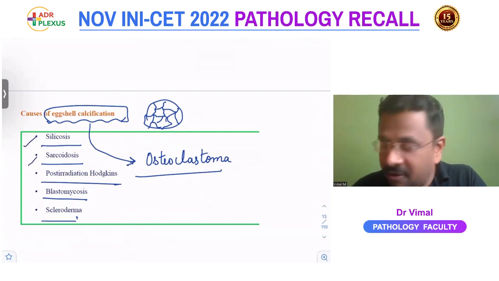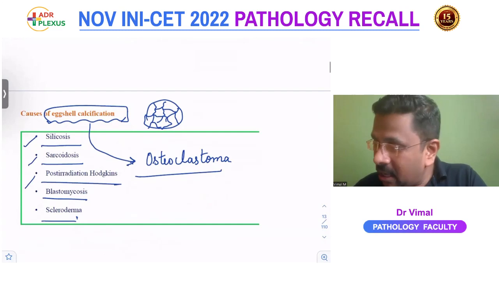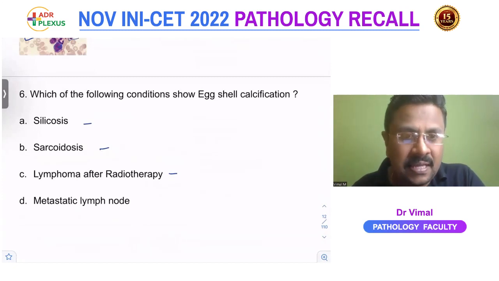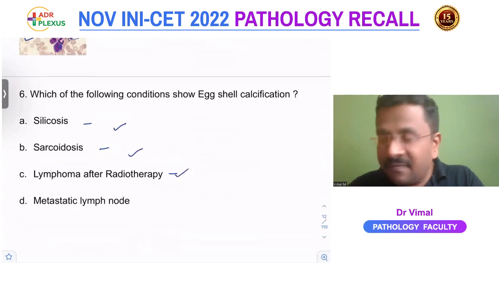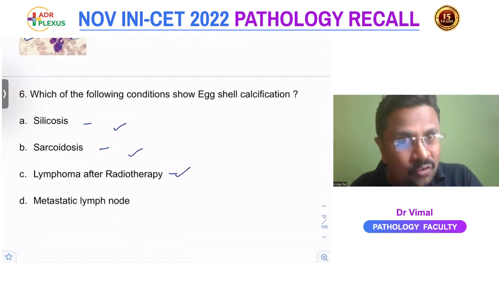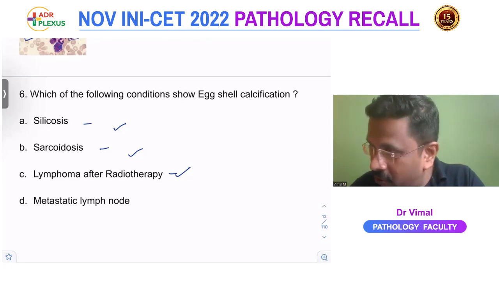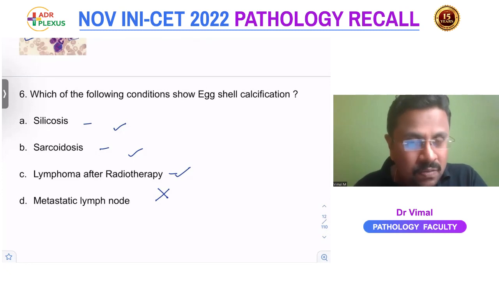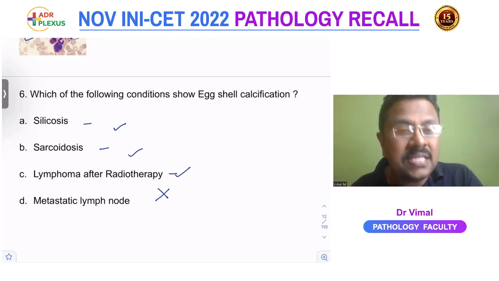As I have told, silicosis, sarcoidosis, post-irradiation Hodgkin's, and the options here were silicosis, sarcoidosis, and lymphoma after radiotherapy. If it is a multiple correct options question, these three options are right. Silicosis, sarcoidosis, and lymphoma after radiotherapy will show eggshell calcification, whereas a metastatic lymph node will not. If it is an all-or-except question, then we have to choose metastatic lymph node.